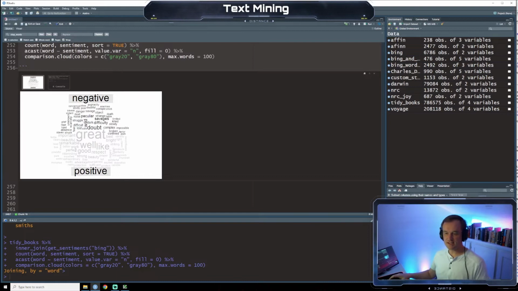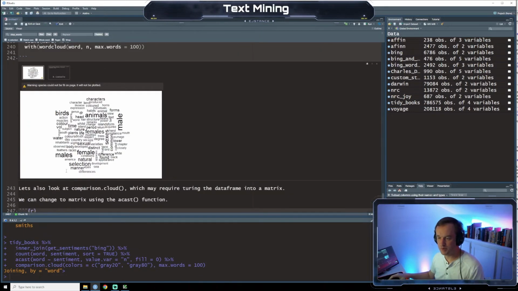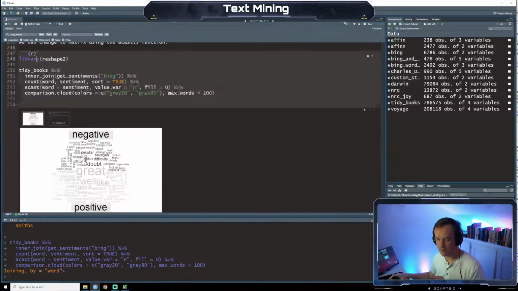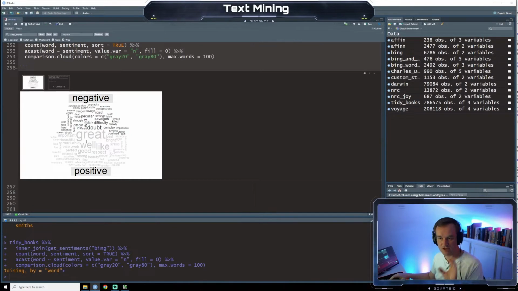Okay, so what this does is it adds another dimension, right? So before, big versus small is the count number. And this one, big versus small, is still the count number, but the darker it is, the more negative that word is, and the lighter gray it is, the more positive that word is. And so really, it's either positive or negative, right?